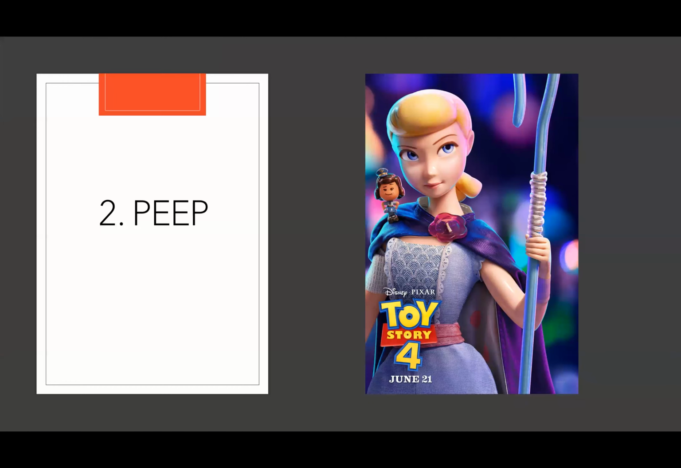So the second variable I wanted to talk about was PEEP. Many of you will recognize Little Bo Peep from Toy Story, well, all of them, but Toy Story 4. I cried when I watched this. It was very emotional. But what is the optimal PEEP?